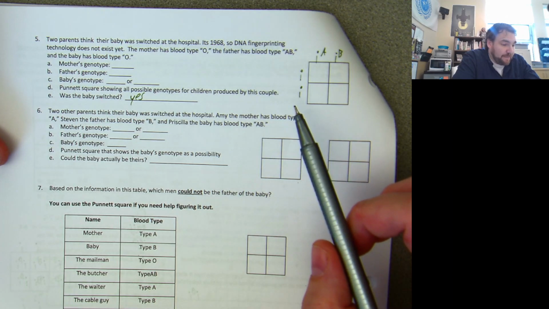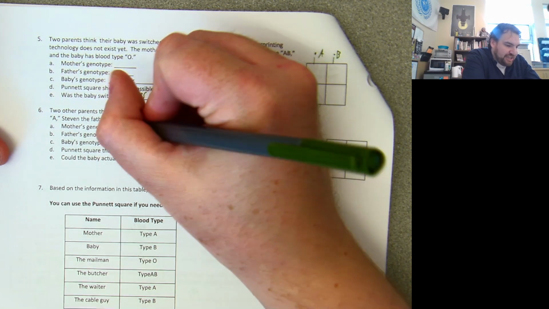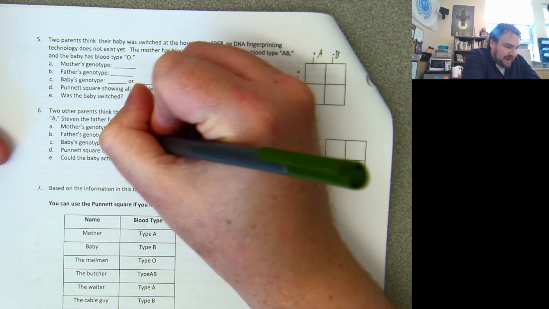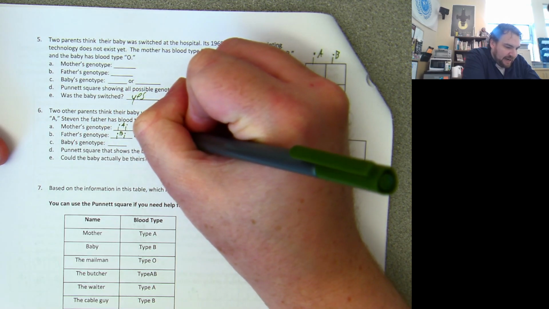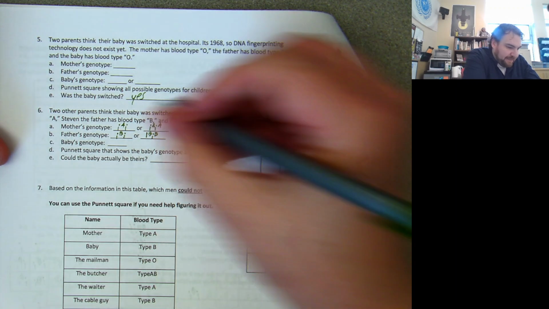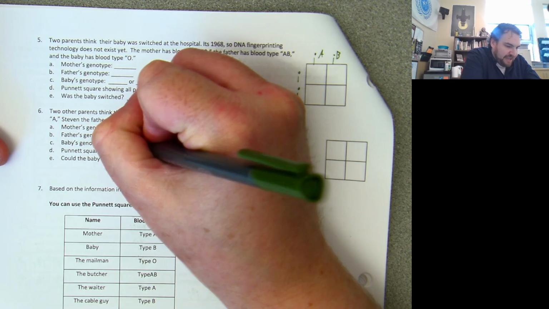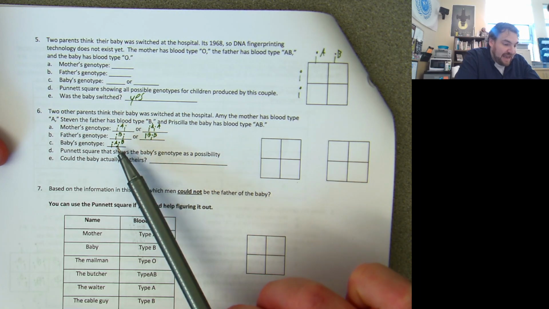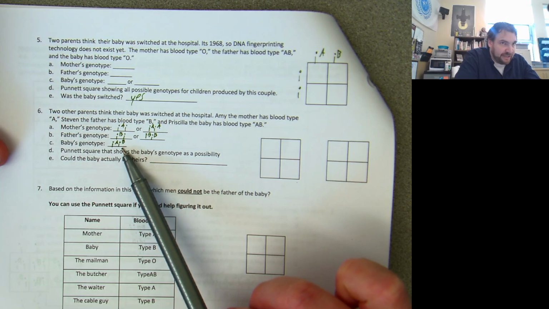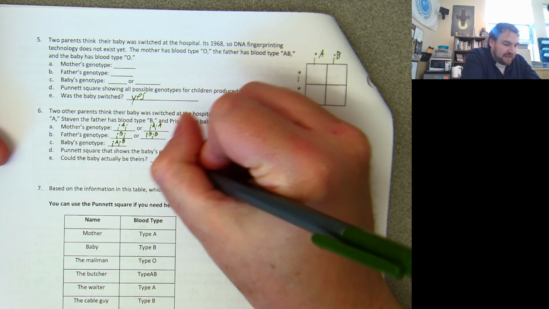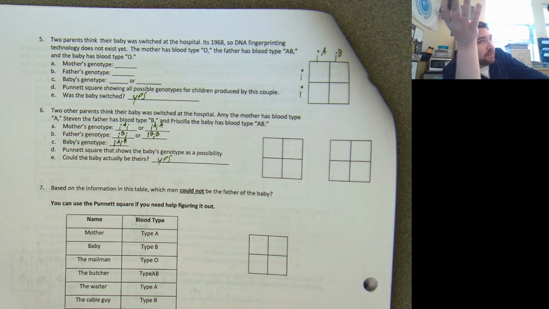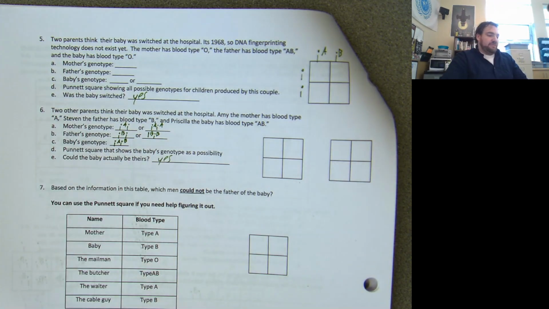So, if mom is type A, she is either IAi or IAIA. Dad is going to be IBi or IBIB. The baby's genotype is IAIB. Is it possible for these two parents to have that kind of child? Yes, it is. Could the baby be theirs? Yes. Does this guarantee that the baby is theirs? No. But it goes a long way to verifying parentage.